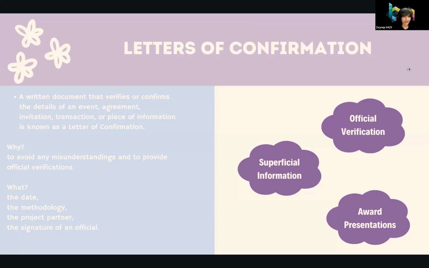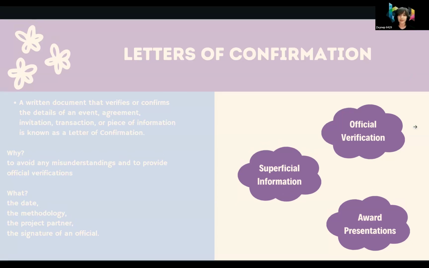Like I've said, we do it to avoid any misunderstandings and to provide official verification. It needs to have the date, the methodology, the project partners, and the signature of an official. That's usually the school's principal or someone higher up. It helps us with official verification and provides credibility in our name. The more letters of confirmation you have, the more credible your name is.